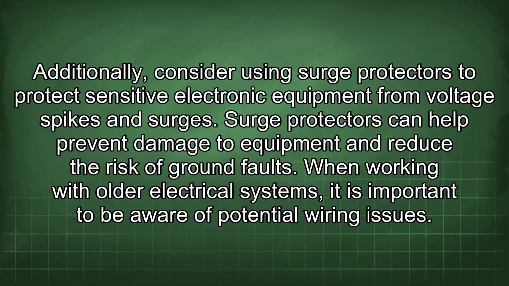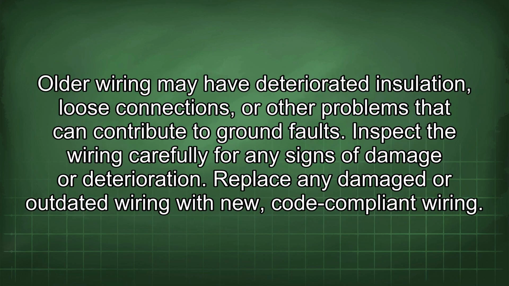When working with older electrical systems, it is important to be aware of potential wiring issues. Older wiring may have deteriorated insulation, loose connections, or other problems that can contribute to ground faults. Inspect the wiring carefully for any signs of damage or deterioration. Replace any damaged or outdated wiring with new, code-compliant wire.